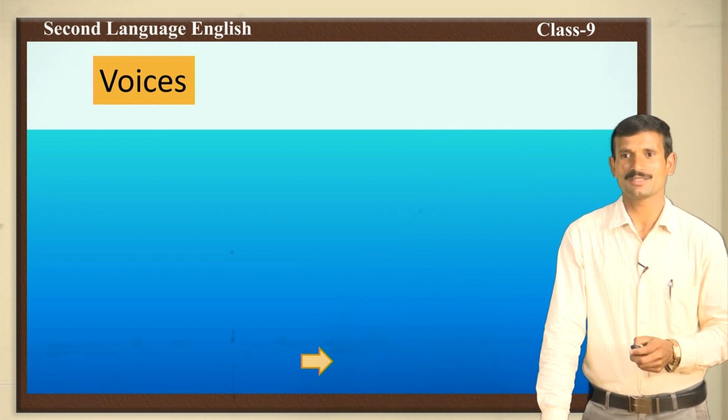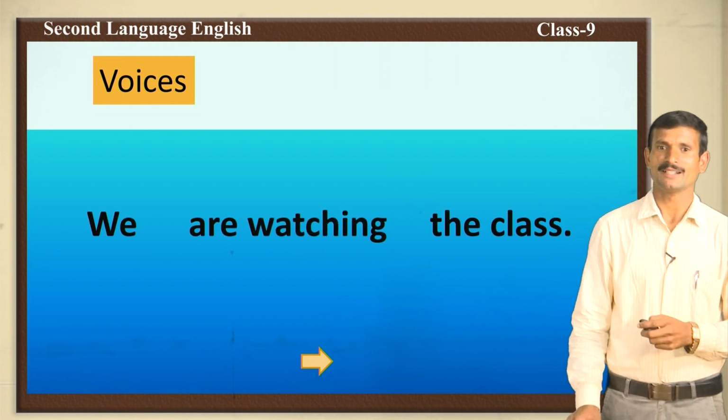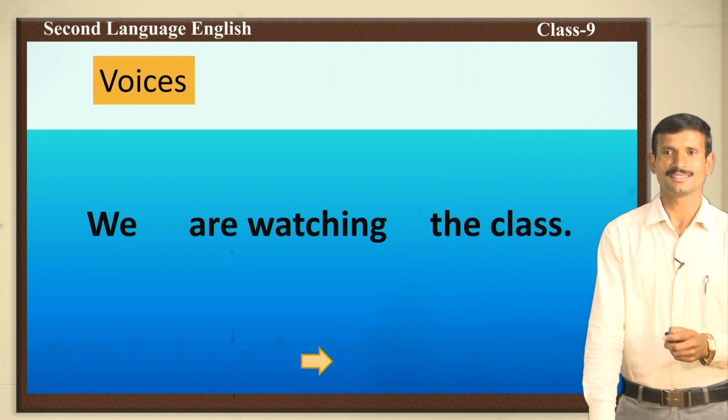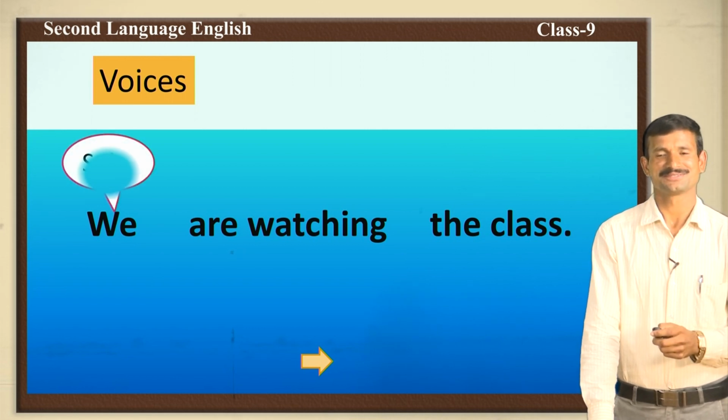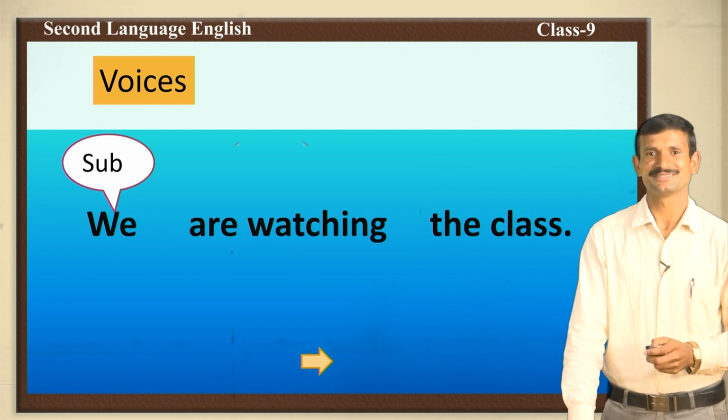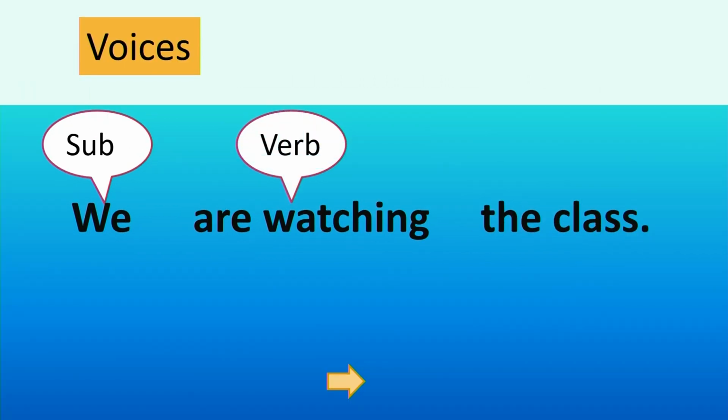Let us know what is the first sentence. We are watching the class. Here, we is the subject. Are watching is a verb. Here, are is a helping verb. Watching is a main verb. These two are in the verb section. Now, the class is an object.